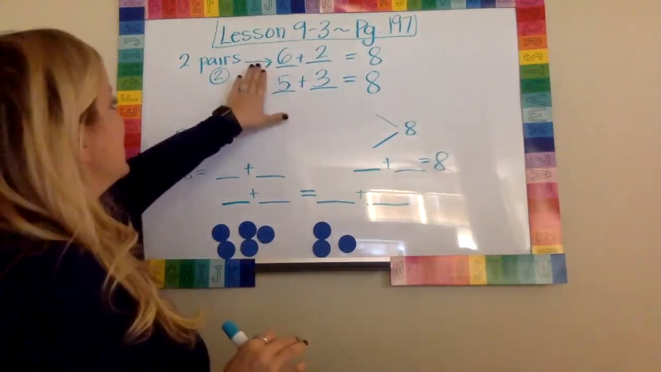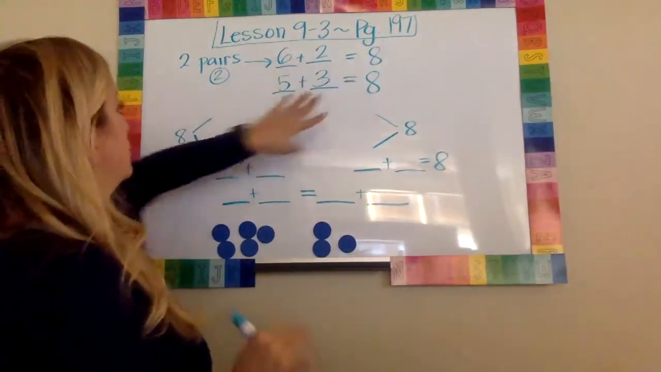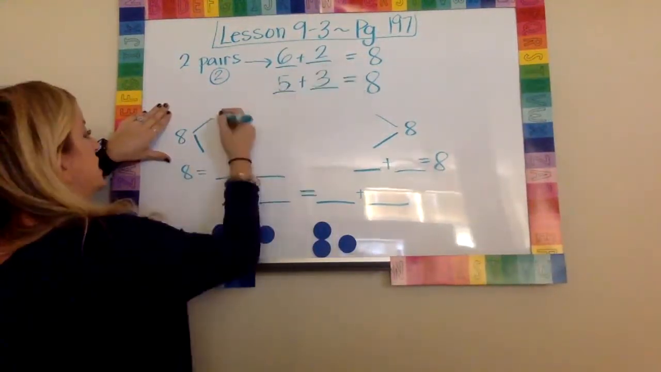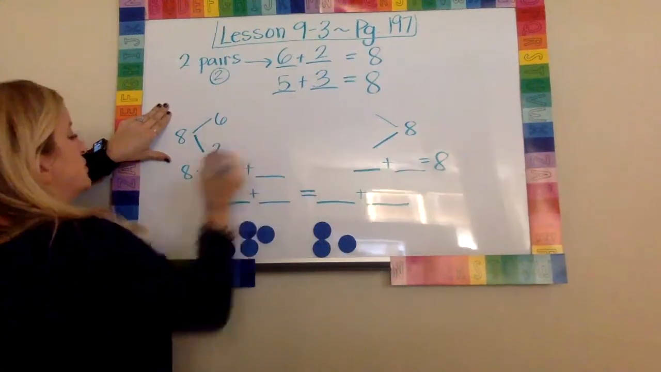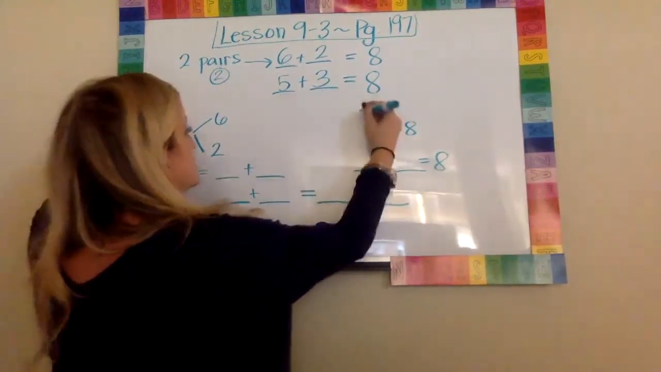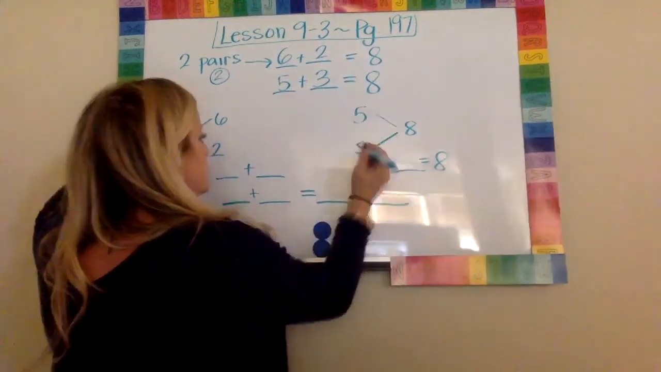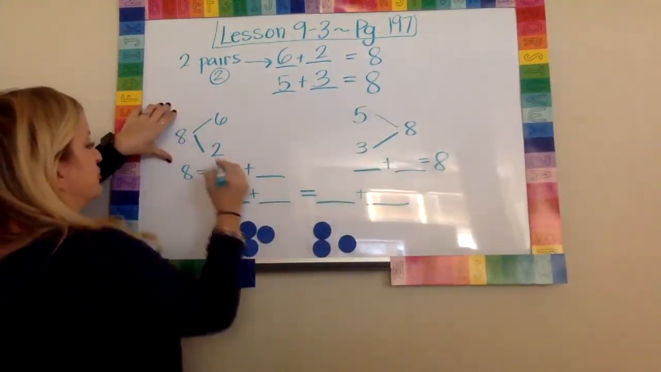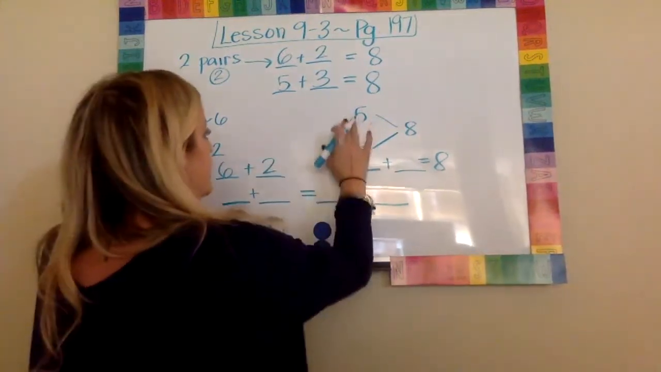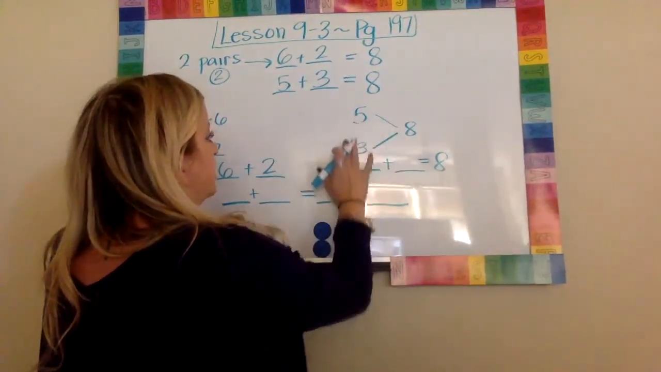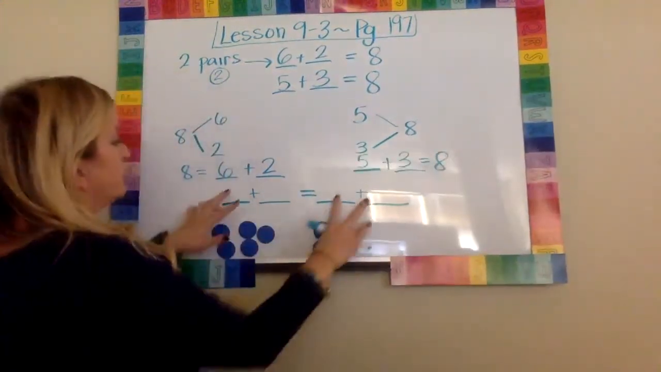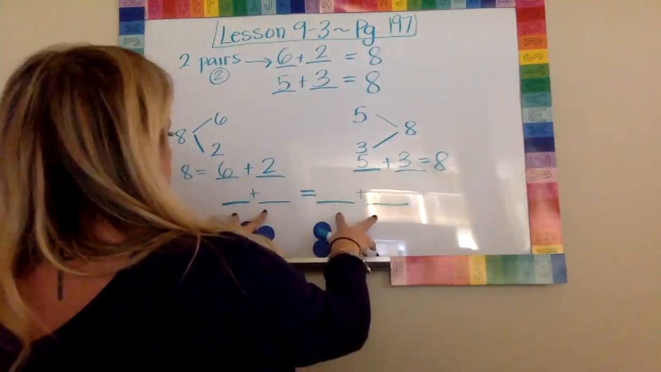So what I did is I'm going to use these numbers from up here and I'm going to fill in my number bond. Here I said the first one is 6 plus 2 equals 8. The next one I did was 5 plus 3 equals 8. Then I'm going to take it and I'm going to fill it in. 8 equals 6 plus 2. And 8 equals 5 plus 3. Now, all you're going to do is take these equations and bring them down here.